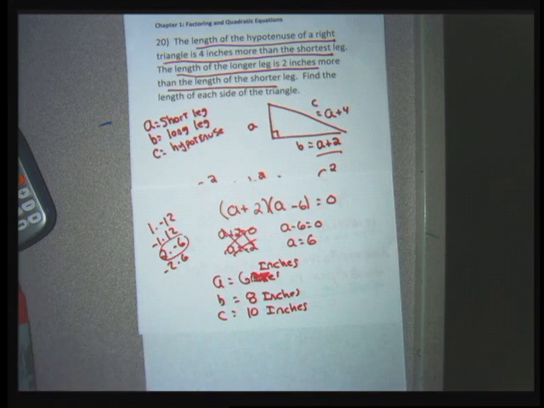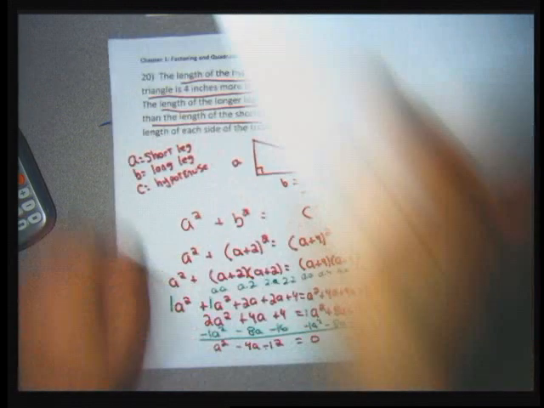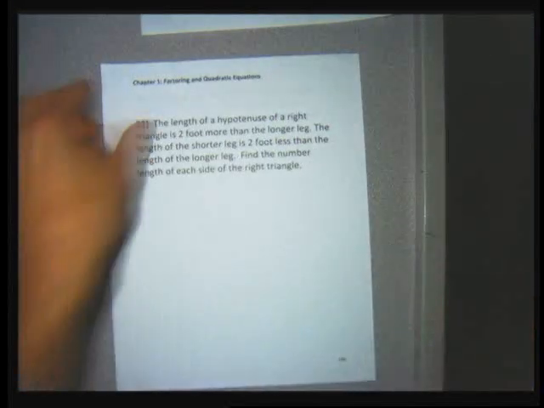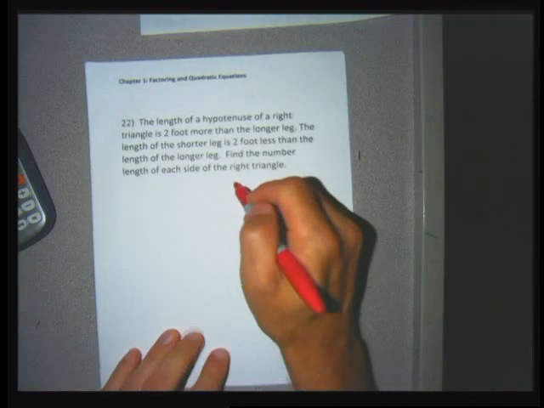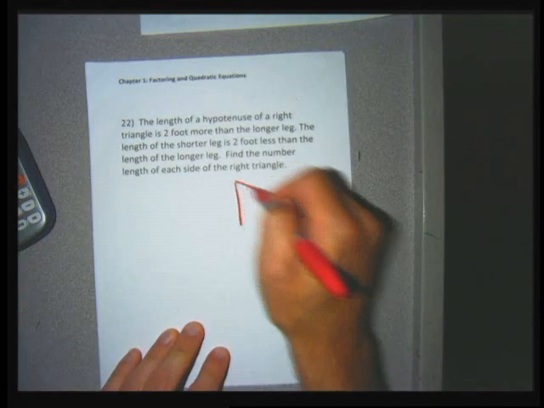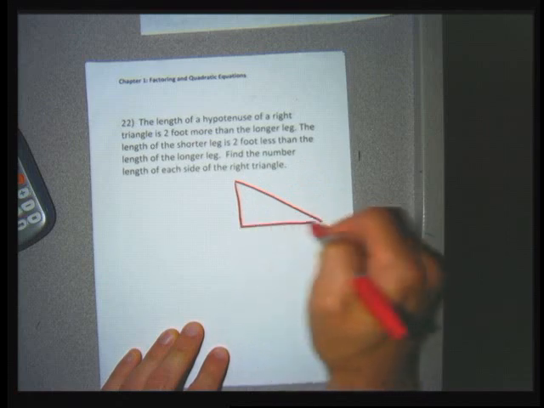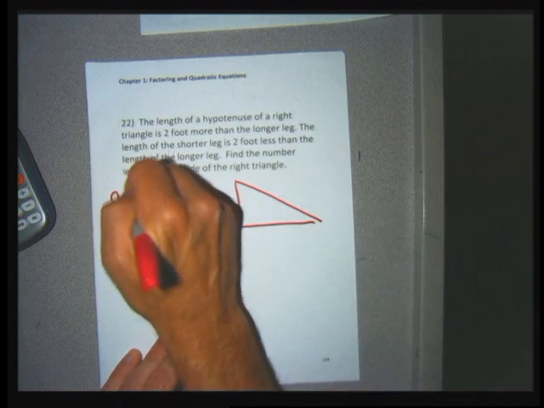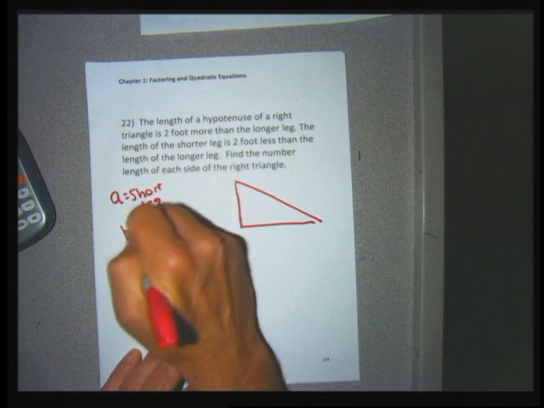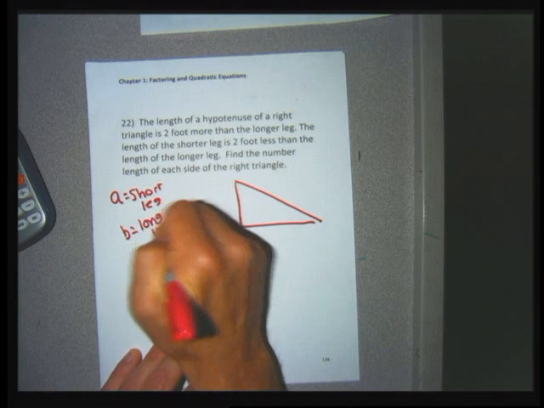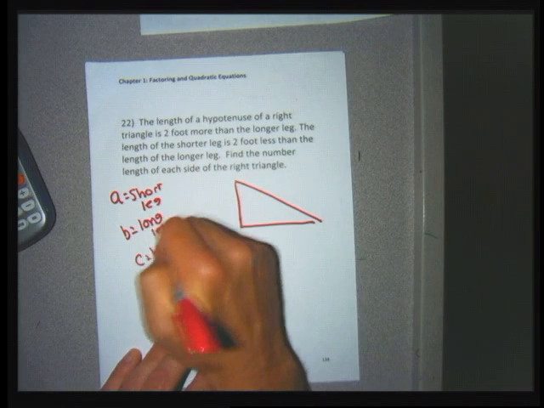I think we have just a few more problems left, maybe 3. All right, another right triangle problem headed our way. Problem 22. Again, it tells me hypotenuse, right triangle, so I know I'm dealing with the same drawing. My A is my short leg. My B is my longer leg or long leg. And my C is my hypotenuse.